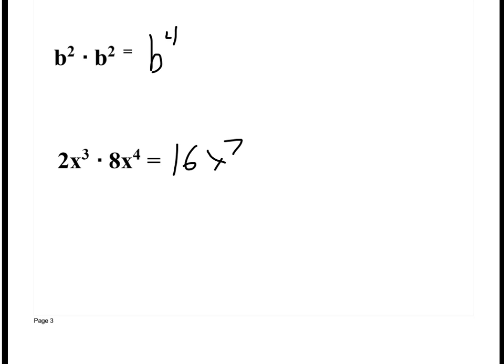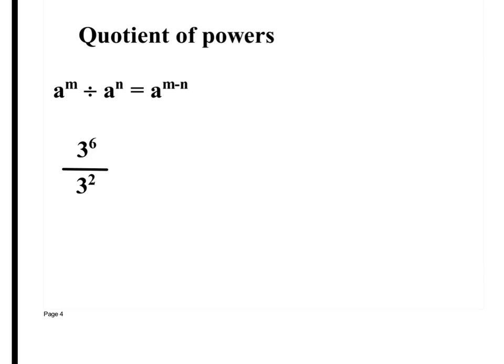Okay, sorry. Quotient of powers. We were doing product of powers, where we're multiplying bases, we added exponents. So someone raise your hand and tell me what we do if we divide the bases. Carson? We subtract them. a to the m divided by a to the n. The base does not change. What we do is we just subtract the exponents.